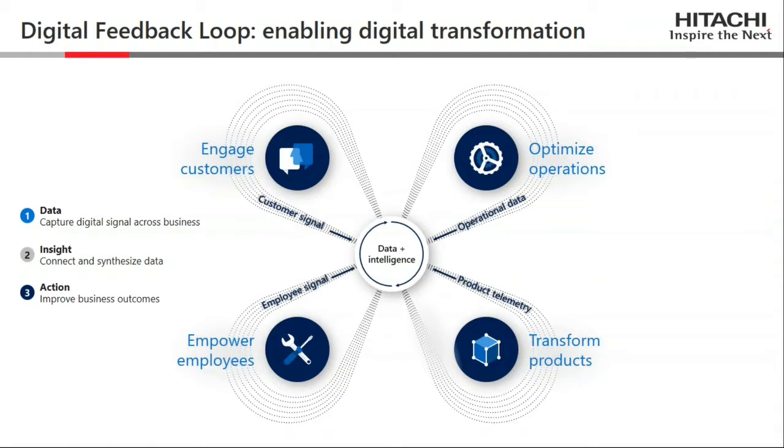So as you can see, around engaging customer space, we have customer signal that's coming in. For empowering employees, we have employee signal coming in. We have operational data for operations, and of course, product telemetry. And what we're getting as a result, once we have improved the business outcomes, would be, in terms of customers, we'll develop a deeper relationship with them. In our operations, we'll have more efficient operations. In our employee space, we have more effective employees, because now they're able to focus more on what matters and what counts. And lastly, we have better products to offer them.